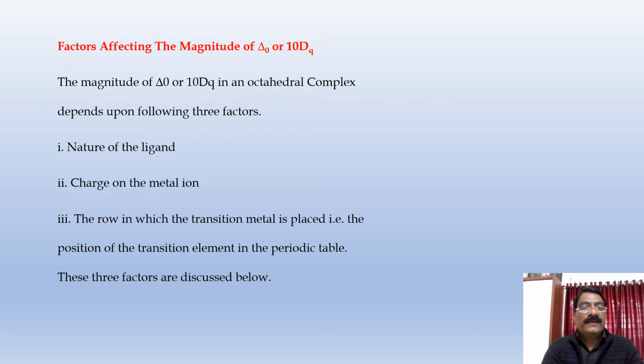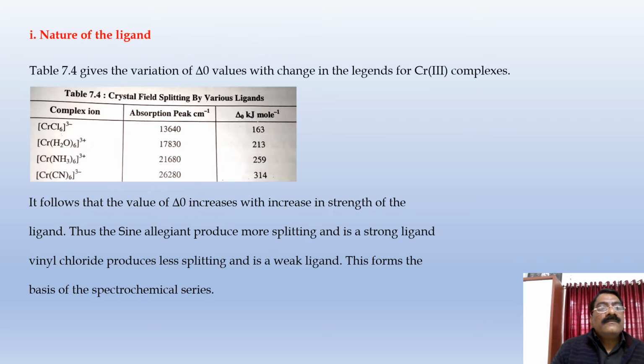It depends on, first, the nature of the ligand; second, the charge on the metal ion; and third, the position of the transition metal element in the first, second or third transition series in the periodic table. We discuss these three factors one by one. First, nature of ligand. This table gives the variation of 10 dq or delta O values when the ligand is changed.